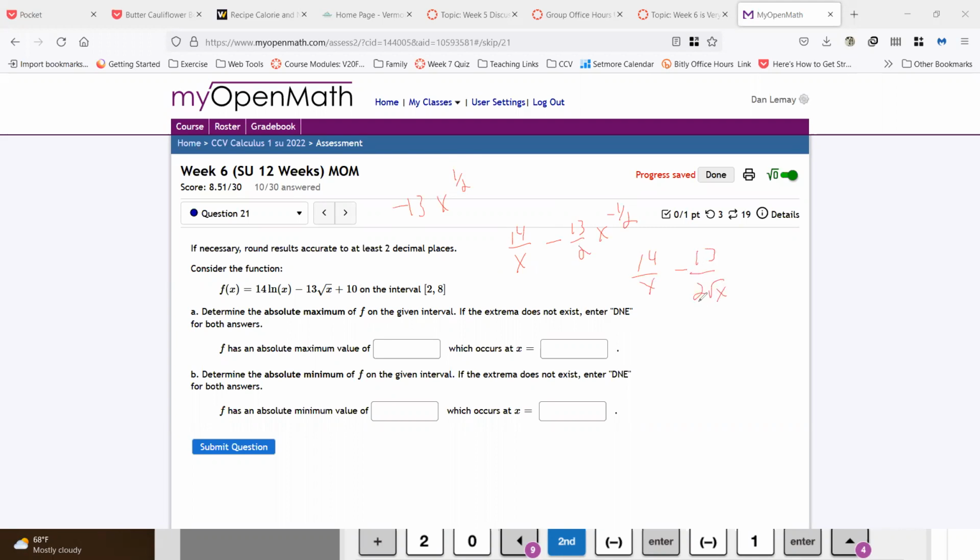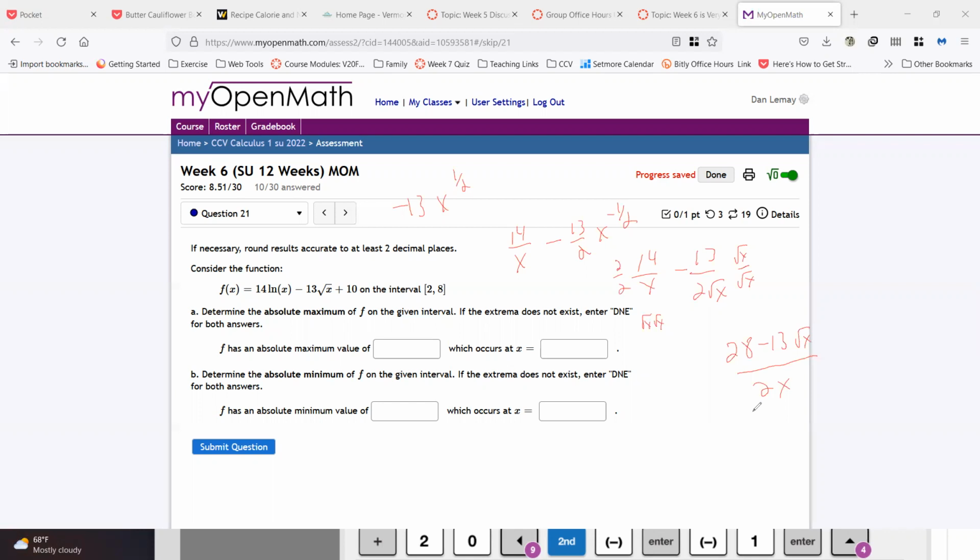Okay, so what's my common denominator? Because that's what I really want to do. Do you see this is just the square root of x times the square root of x? So what's happening is this fraction is missing the 2, but this is missing the square root of x. So I'm going to multiply this by 2, and I'm going to multiply this one by the square root of x over the square root of x. So that gives me 28 minus 13 square roots of x all over 2x. I believe I did that right.